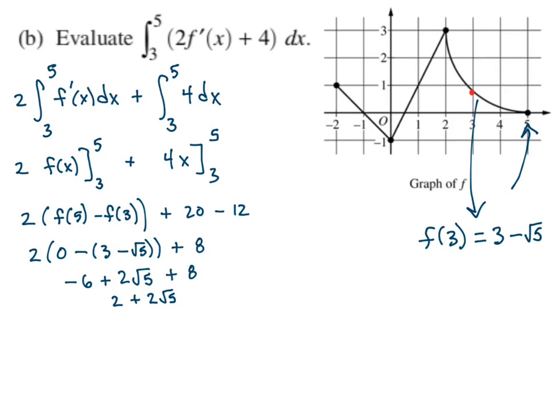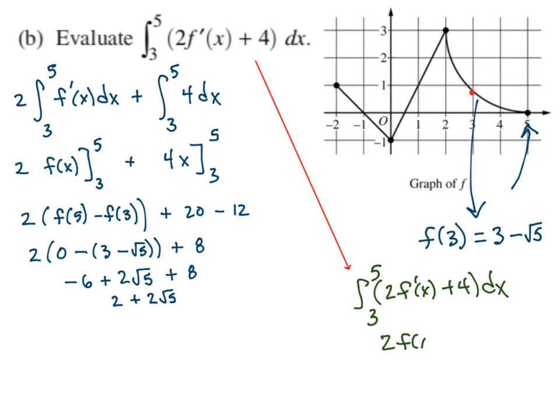Now you didn't have to split it up that way. You could have just done it straight from the original and just anti-derived both components of it. That just would have looked like this: 2f of x plus 4x. You could do each one individually, do your upper minus lower, and you end up getting the same answer either way. So it doesn't really matter which way you go about it.